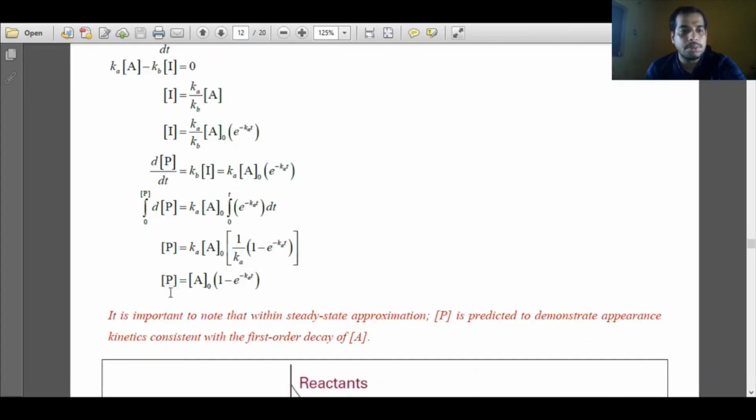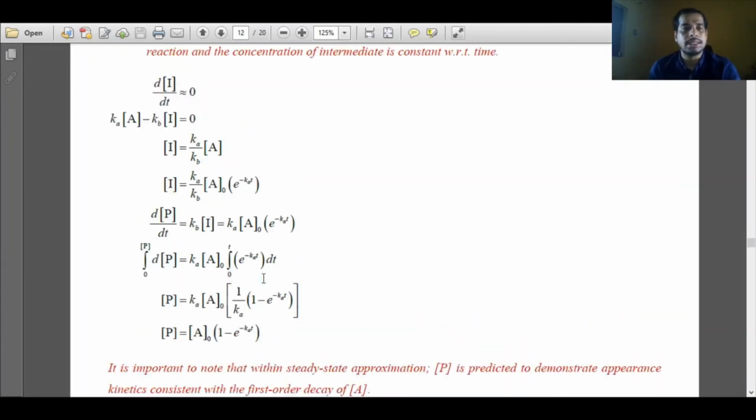This product P also follows first order kinetics, and the kinetics depends only on Ka, that is, the rate constant for formation of the intermediate. It is independent of the rate constant for decay of the intermediate, that is Kb. So this is the expression for product P. The last expression is the expression for product P under steady state approximation.